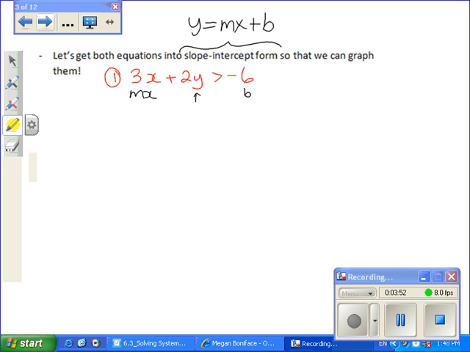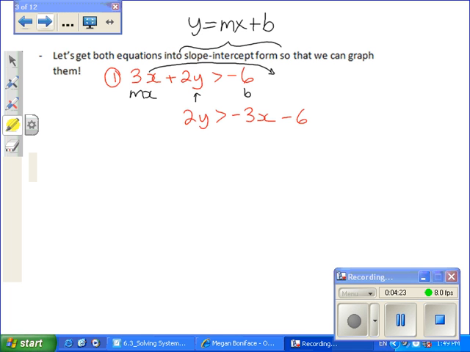So we need to get this inequality into slope-intercept form. I need to move my 3x over to the other side. So I'm going to subtract 3x from both sides. I'll leave the y where it is and the inequality sign there. And I have now -3x on the other side, but I'm going to put that in front of the 6. So -3x, and then I've got minus 6 there because it was a negative 6. I'm almost good to go.